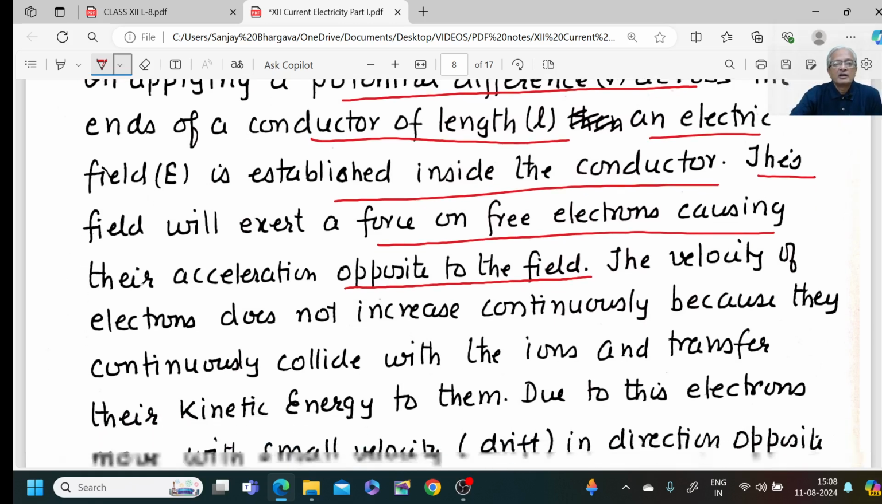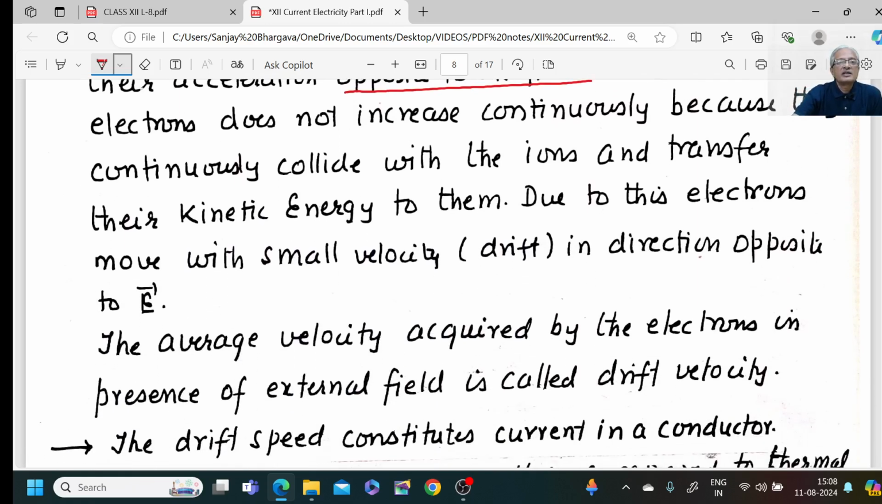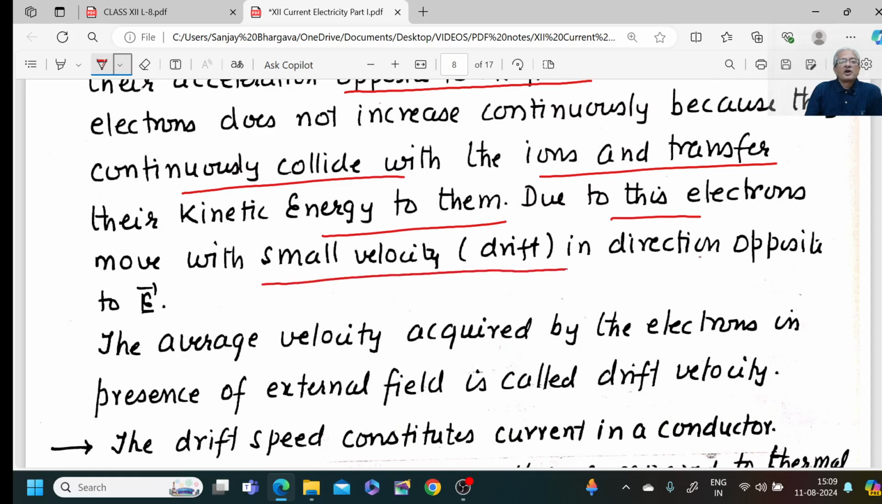The velocity does not increase continuously because the electrons continuously collide with the ions and transfer their kinetic energy to them. We have already studied collisions in class 11th, which says when a lighter particle collides with a heavier particle at rest, the lighter particle transfers its entire kinetic energy to the heavier particle and comes to rest. Due to this, electrons now move with a small drift velocity in the direction opposite to the electric field. What is drift velocity?